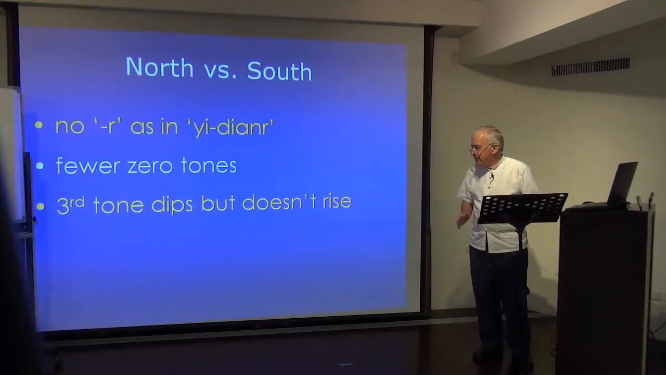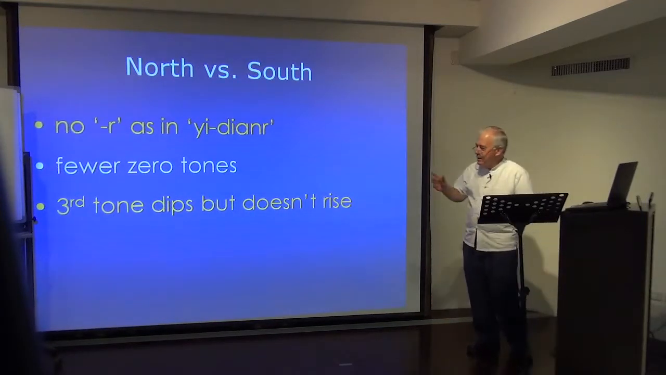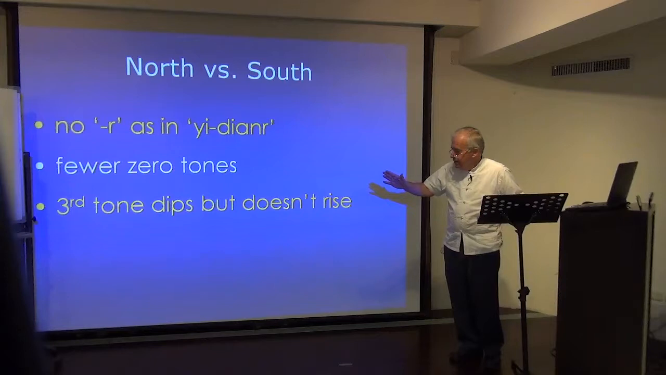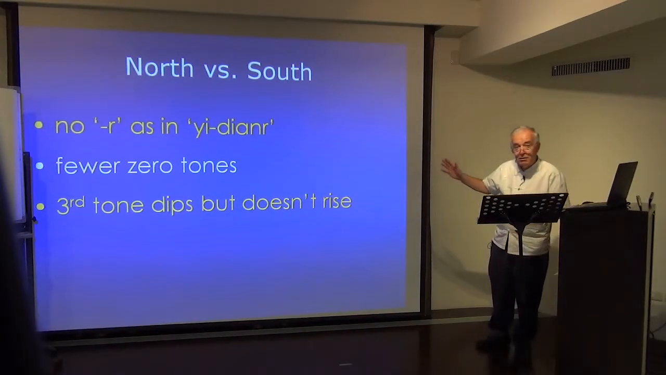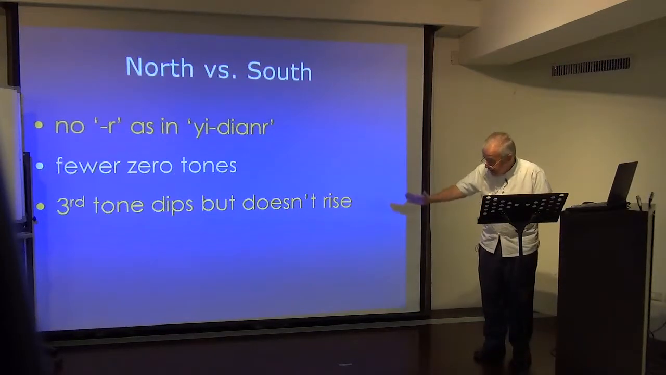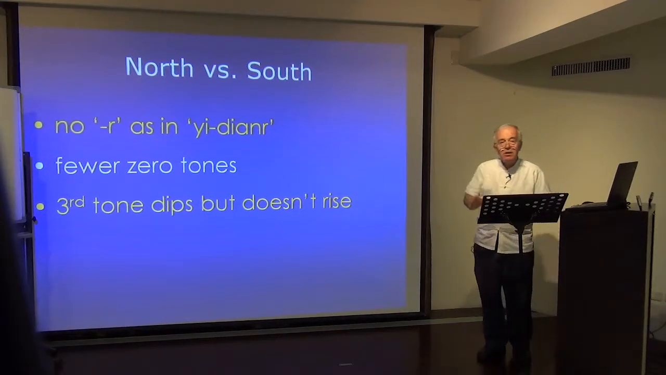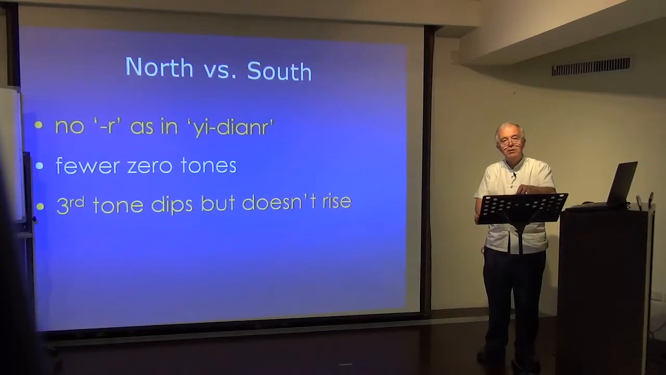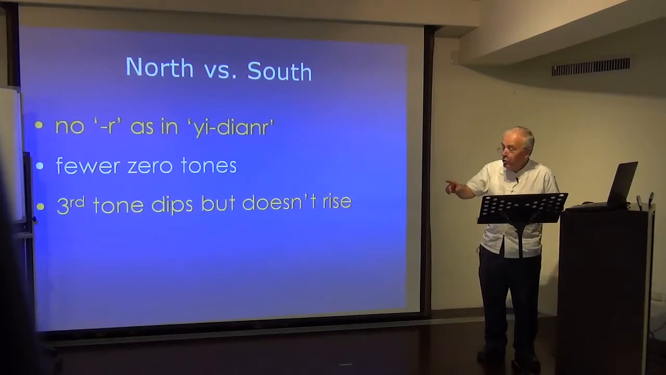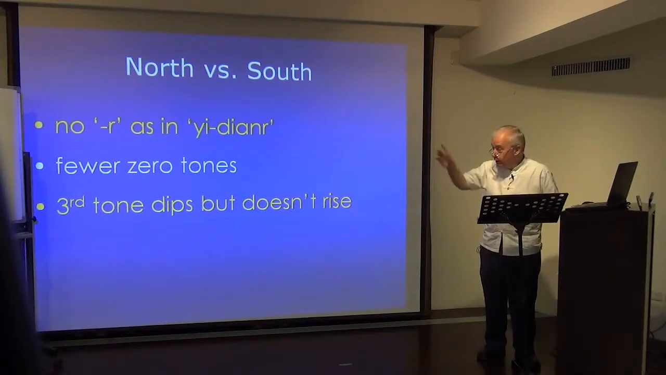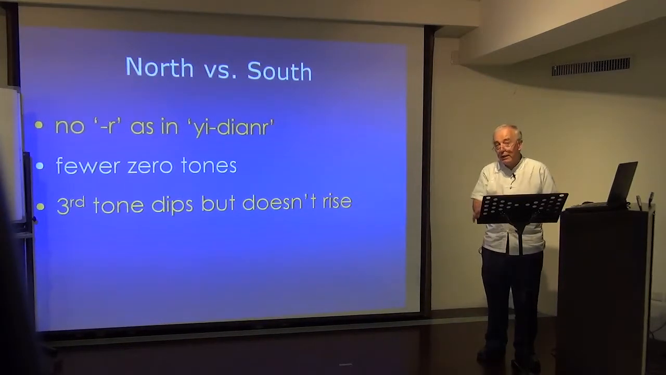One other difference, and we'll come on to this again in a minute, is the third tone in the south of China, it dips but doesn't rise, where in the north of China, it dips and rises. So, for instance, we take the word, say, 国语. In the south of China, they say 国语. We'll look at that again in a minute. Where in the north of China, they say 国语, it'll go down and it'll go up again. Okay, that's another north-south difference.